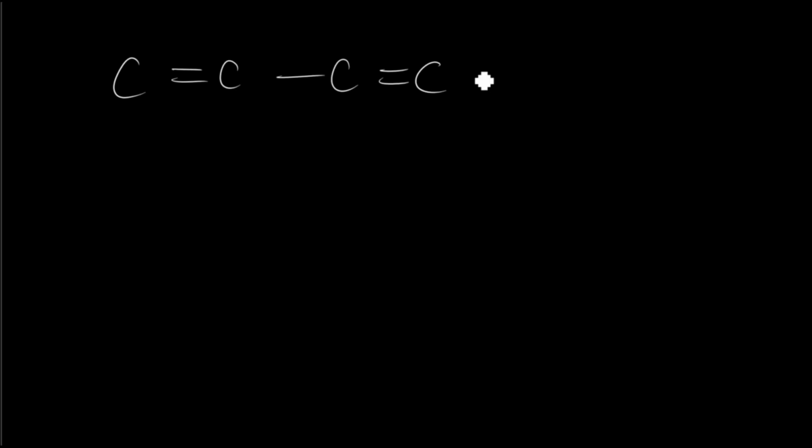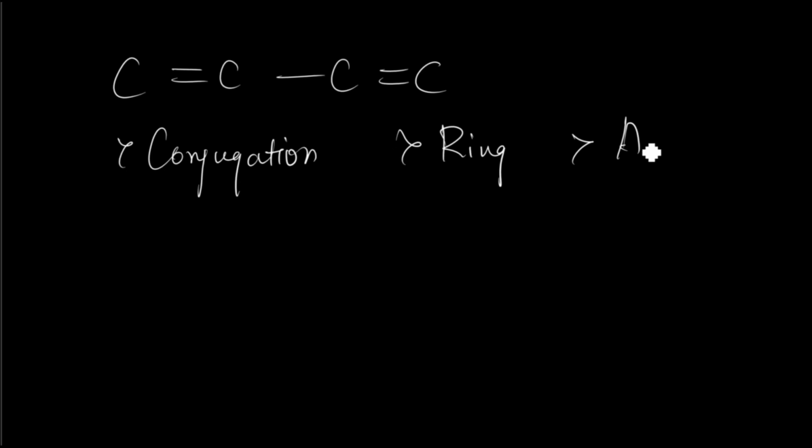And a ring system gives you more stability through conjugation, and you have to check for aromaticity as well. So aromatic is most stable, then comes non-aromatic, and then anti-aromatic.